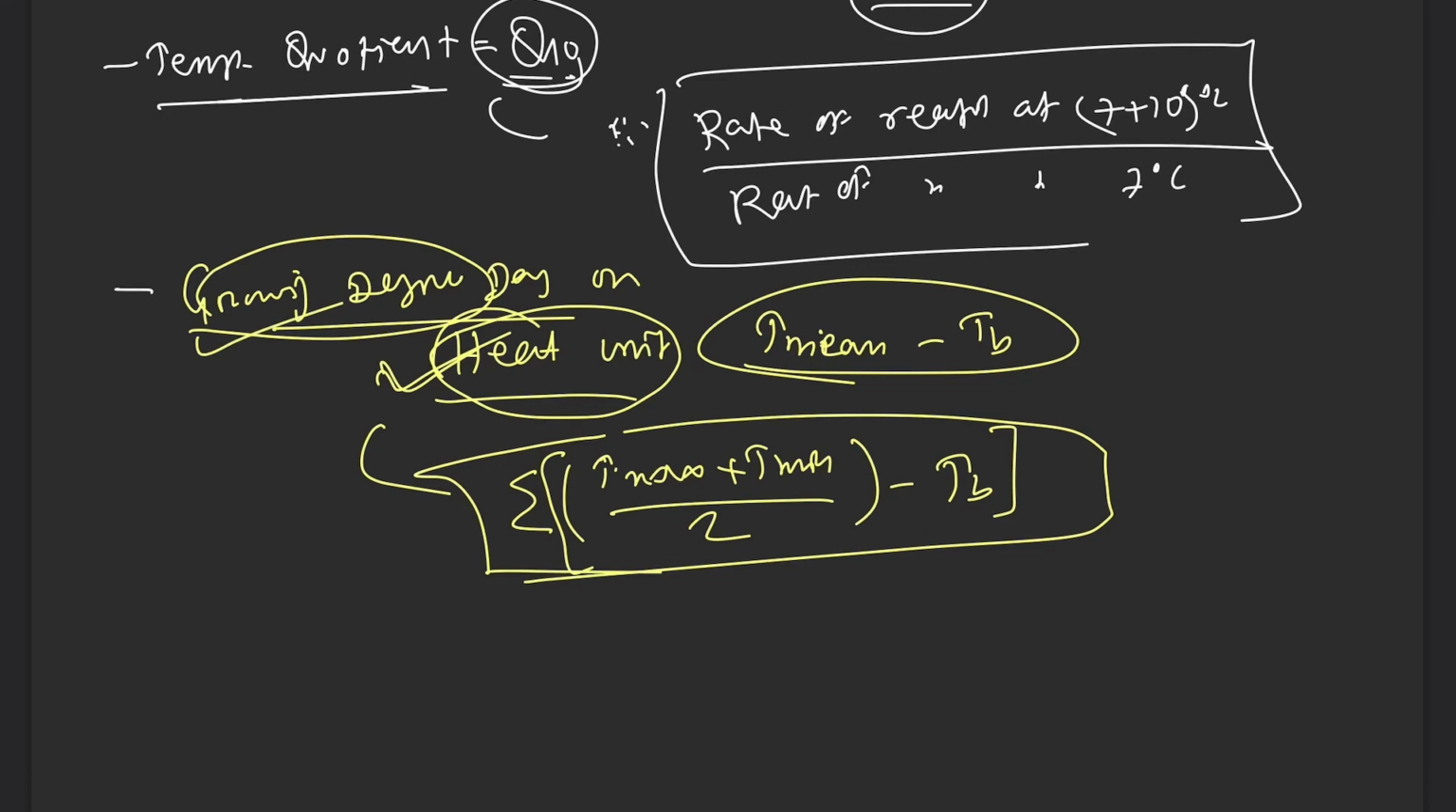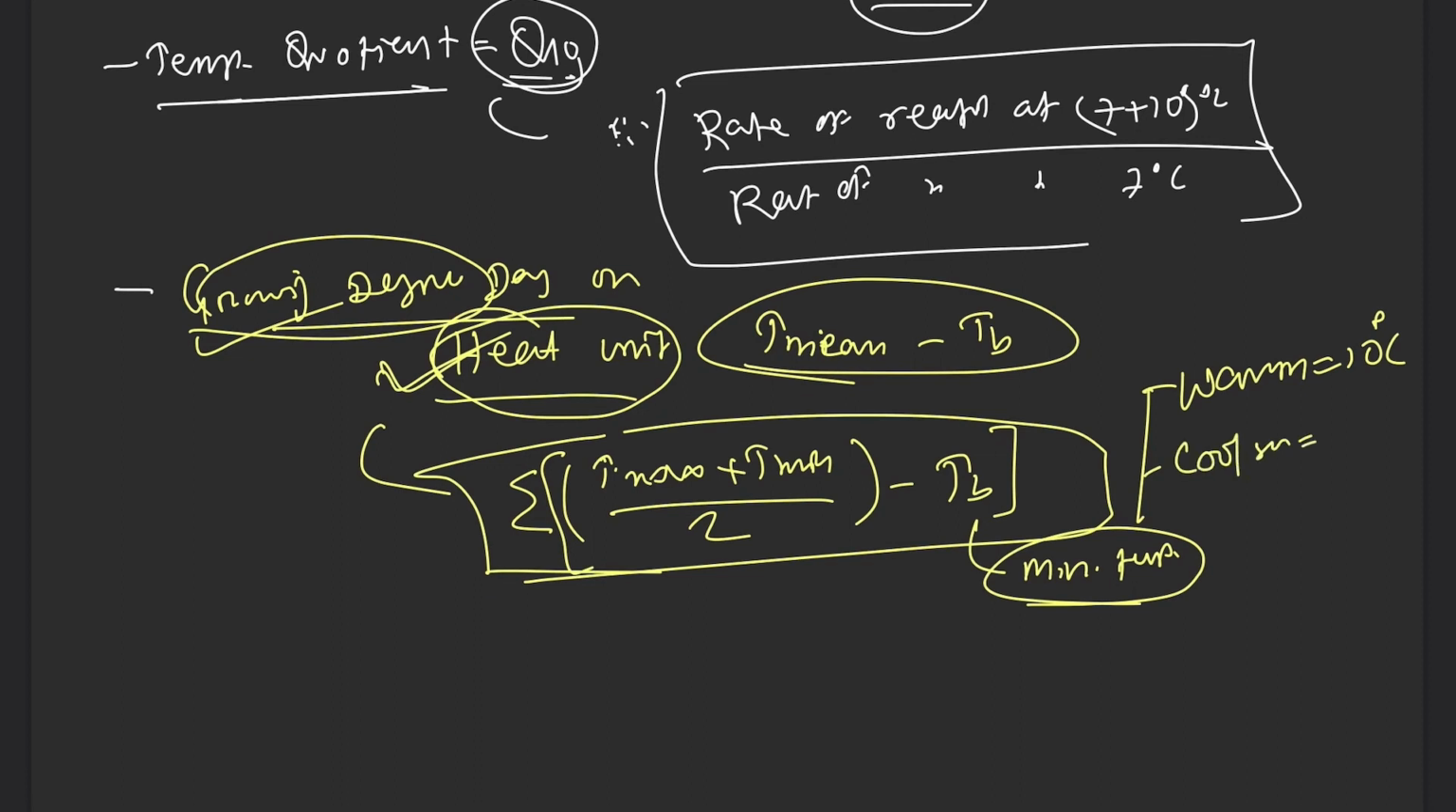What is base temperature? That is the minimum temperature below which no growth can be observed. For warm season crops like rice and sorghum, that is 10 degrees Celsius. For cool season crops like barley, wheat and oat, that is around 4.5 degrees Celsius. Are we clear? Base temperature is the minimum temperature below which there will be no growth.